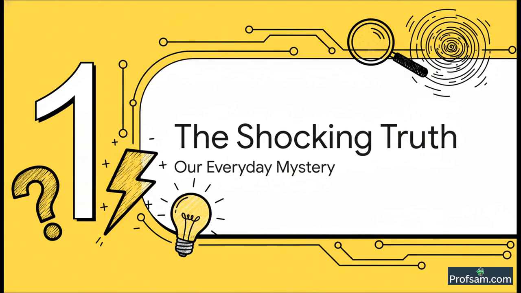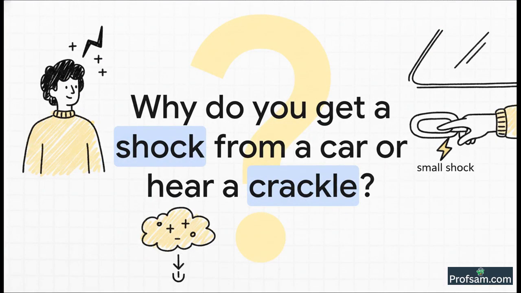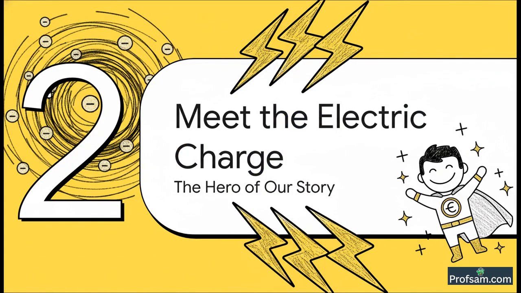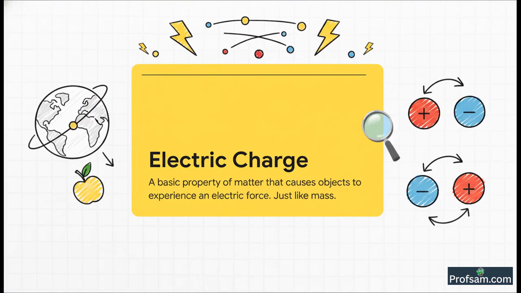So, first things first, let's talk about that everyday mystery I mentioned. You know that feeling, right? Especially in winter. You take off your sweater and you hear that crackling sound. Crackle, crackle. Sometimes you even see a tiny spark in the dark. Or maybe you get out of a car, you touch the metal door handle, and zap, you get a small shock. So what is going on here? Well, the answer to all this is something you've probably heard of. It's called static electricity. And to really understand what's happening with the static electricity, we need to meet the main hero of our story. So what is this electric charge?